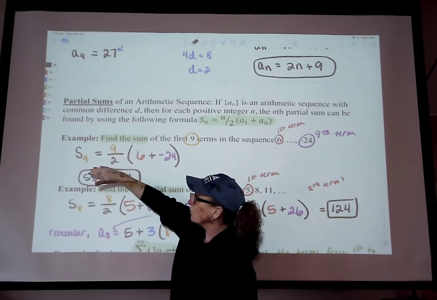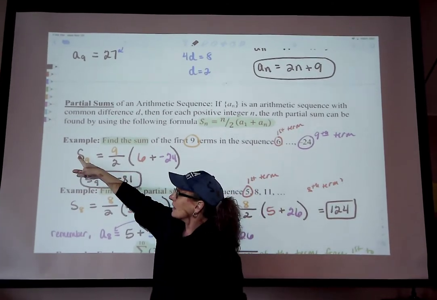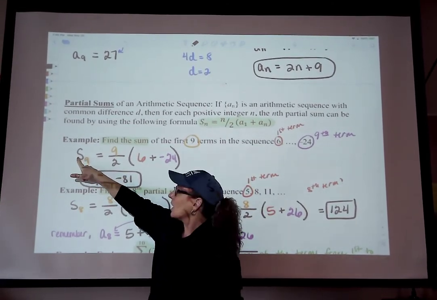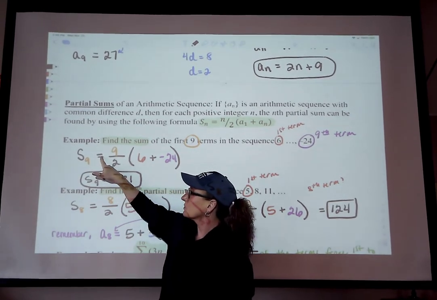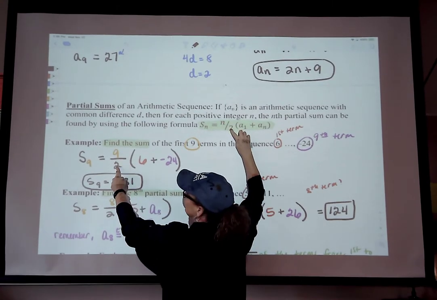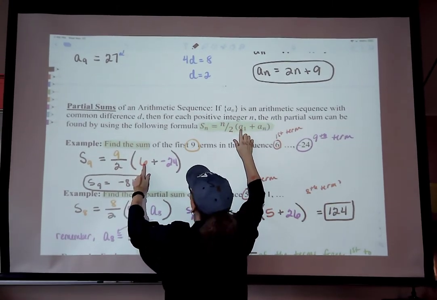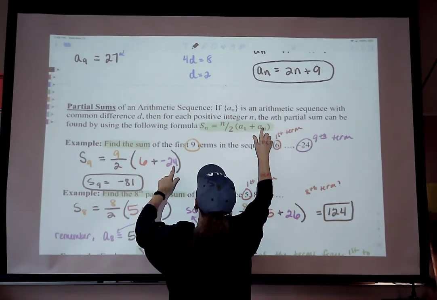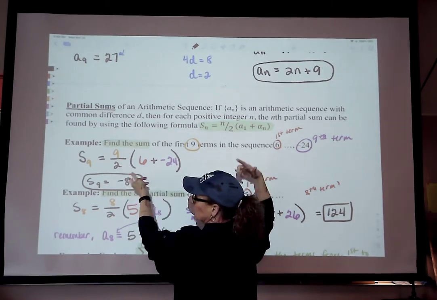So here's my formula that I want to use. S sum of the first 9 equals 9 of them. And again, I'm just going by this. Divided by 2, parentheses, first term plus 9th term. Do the math.